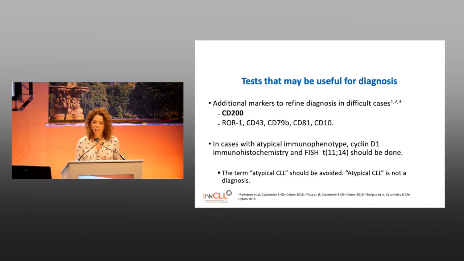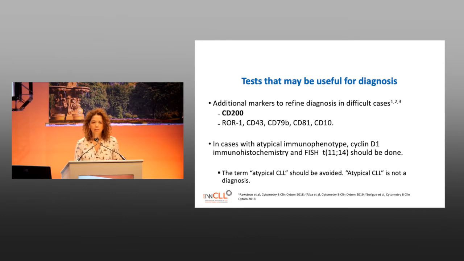Besides the use of markers, which has already been mentioned by Andy Rawstrom, there are some additional markers that may be helpful in some difficult cases, such as CD200, which has already been incorporated in international guidelines because it's very useful to distinguish CLL from, for example, mantle cell lymphoma, and some other markers such as ROR1, CD43, and so on.